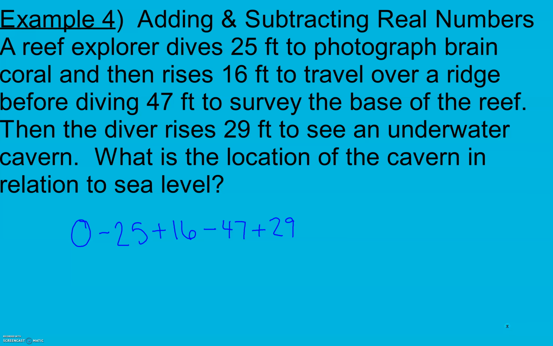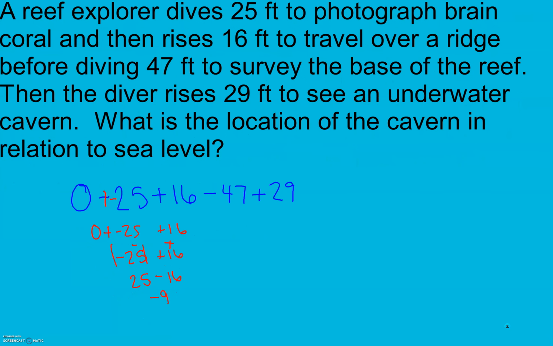Well, we add or subtract at the same time from left to right. So I'm going to change this to adding the opposite. 0 plus -25 gives me -25. Now I'm going to add 16. Different signs, so we subtract our absolute values, and give it the sign of the bigger number, -9. Then I bring down my -47.